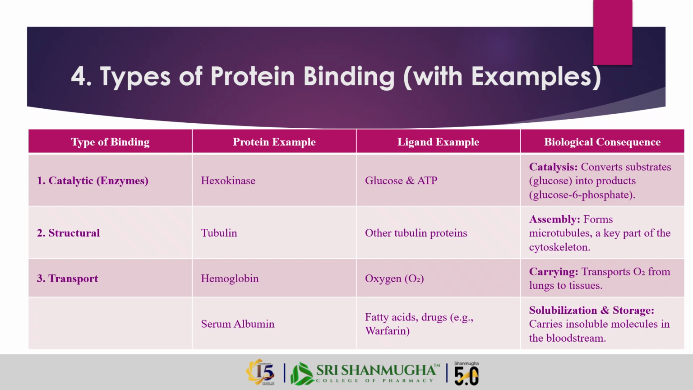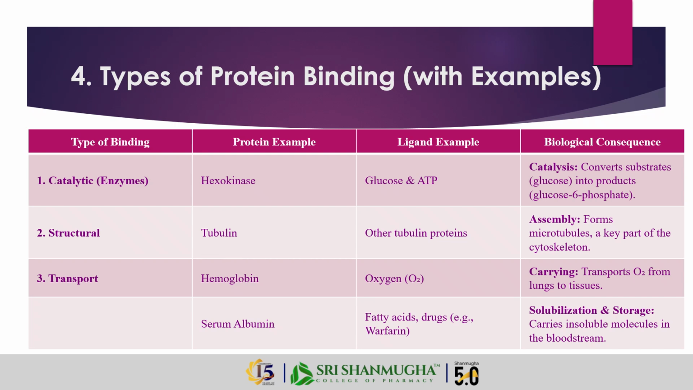Structural: protein example, tubulin. Ligand example, other tubulin proteins. Biological consequence: assembly of microtubules, a key part of the cytoskeleton. Type of binding, transport. Protein example, hemoglobin. Ligand example, oxygen. Biological consequence: carrying, that means transporting oxygen from the lungs to the tissues.